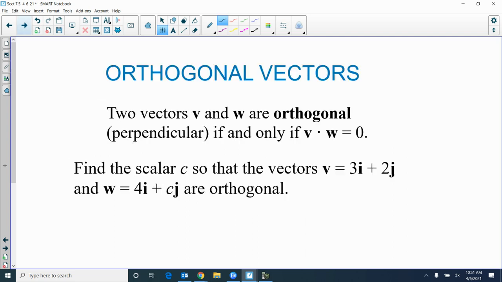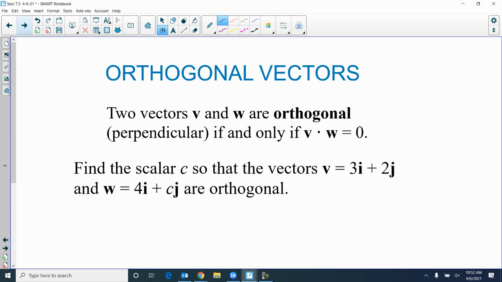Now for vectors, they give it a fancy name. They don't say perpendicular, they say orthogonal, but it just means perpendicular. So two vectors, V and W, are orthogonal if and only if their dot product equals 0. Hopefully that makes sense, because this is going to be a 90-degree angle, and cosine of 90 is 0, so that basically wipes out everything there.